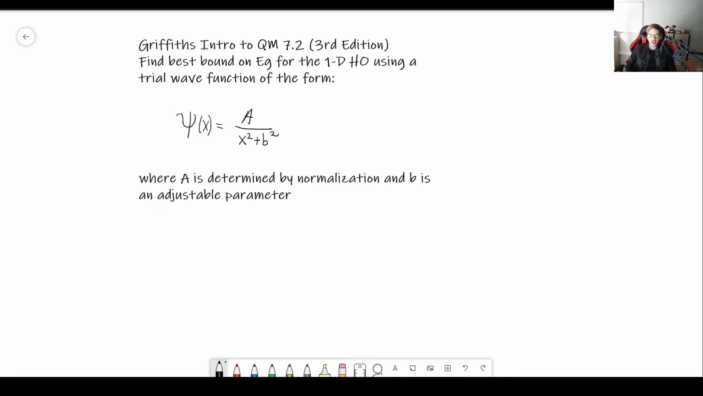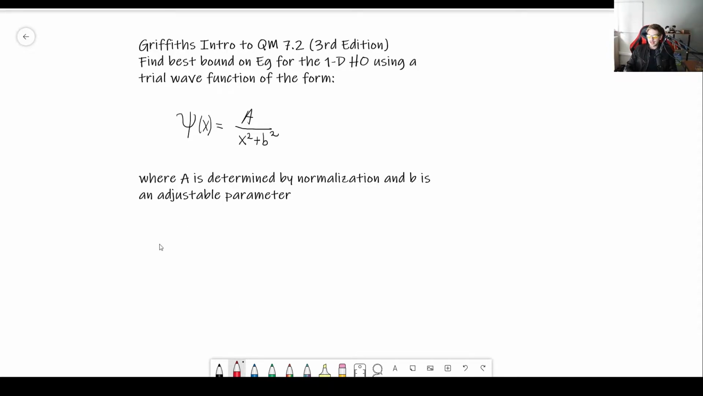Now, this problem asks us to use the variational principle to find the best approximation for the ground state energy for the one-dimensional quantum harmonic oscillator using a trial wave function of the form that is shown here, which is some constant a, which will be determined by normalization, over x squared plus b squared, where b, as usual, is an adjustable parameter, which is, remember, just the whole point of the variational principle.